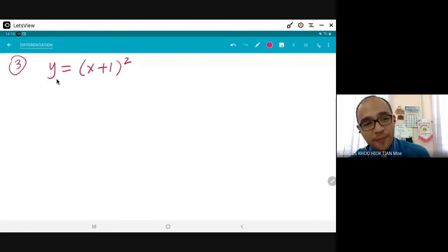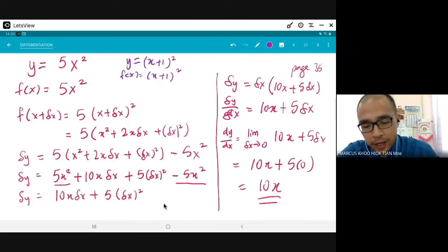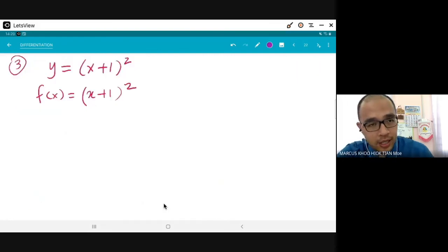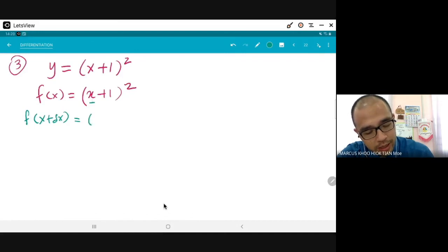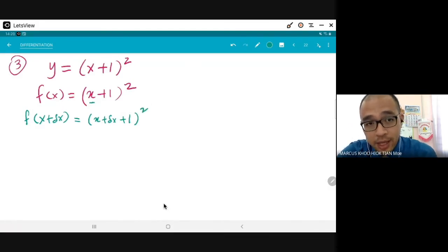Okay. Try this and see. As always, fx equals to x plus 1 squared. Okay. Give this a try. So, same thing. What we have always done is always the same. We introduce the x plus del x. So here will be x plus del x plus 1, I substitute this one, and of course the whole thing squared.